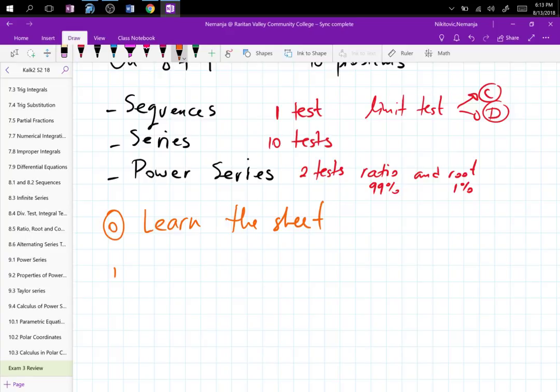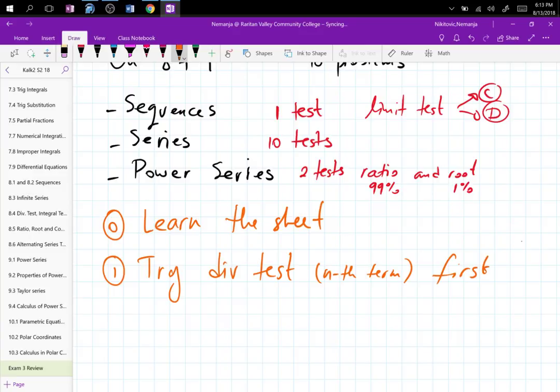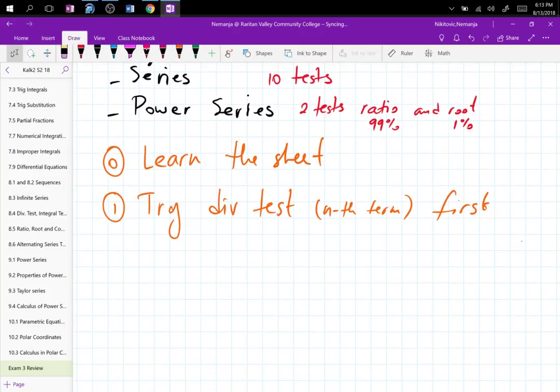Rule 1, try the divergence test on your sheet, known as the nth term test, first, because that's the easiest test to use. It spots divergence, and you're done with the problem. If the limit of a_n is different than 0, it's divergent. Please make sure you never say it converges by the divergence test, because that's just ridiculous.